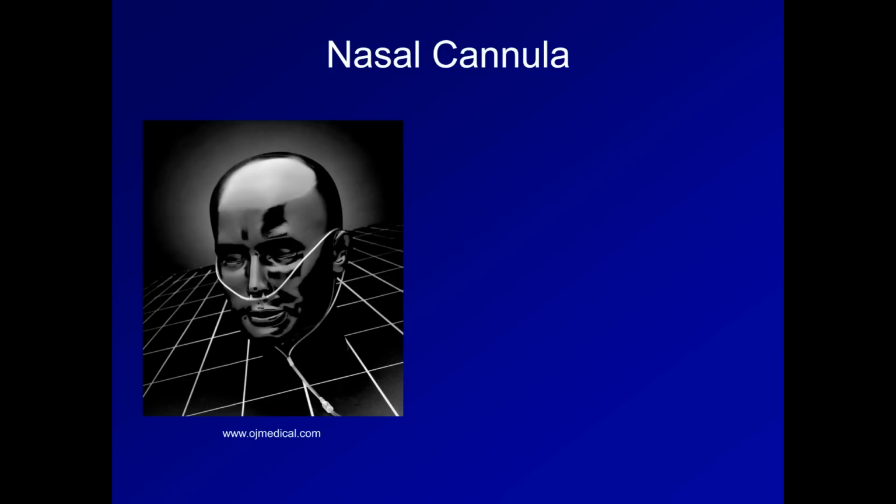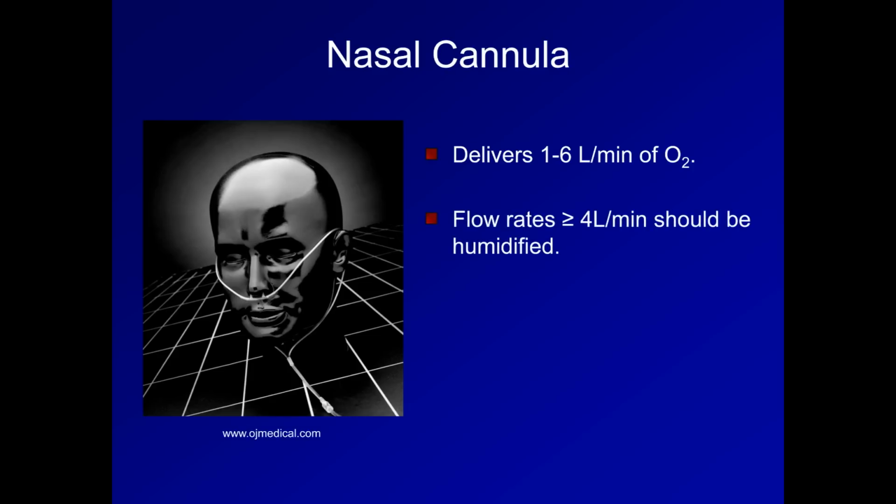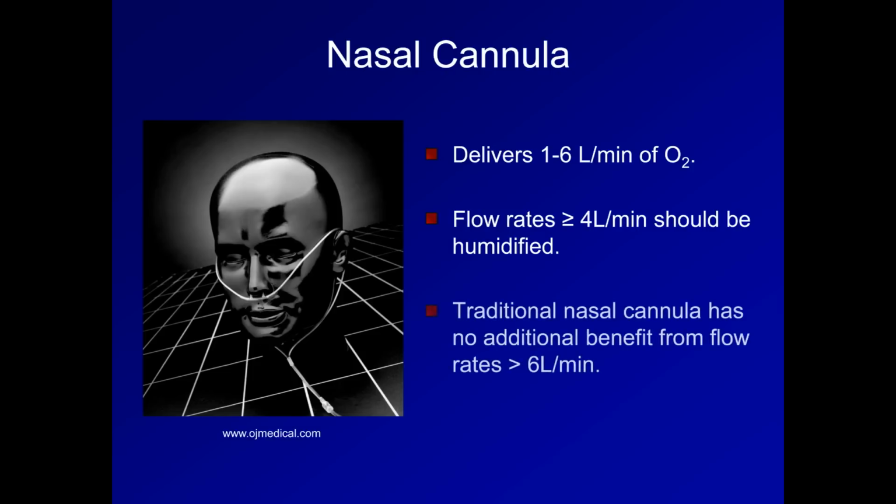The amount of oxygen delivered in this way can range from 1 to 6 liters per minute, provided either by a portable oxygen tank or through a port built into the wall of almost all hospital rooms. Flow rates equal to or greater than 4 liters per minute should be humidified to prevent excessive drying out of the nasal mucosa. Although more flow than 6 liters per minute can be physically delivered through the tubing, studies have failed to demonstrate any benefit in terms of greater intra-arterial oxygen levels. Therefore, if a patient's O2 sat dictates more oxygen than 6 liters per minute, the patient should be switched to a different delivery system.